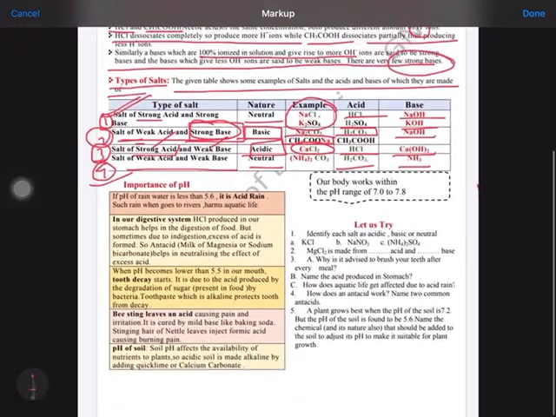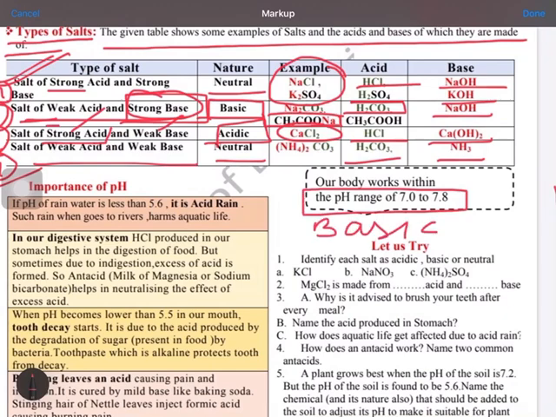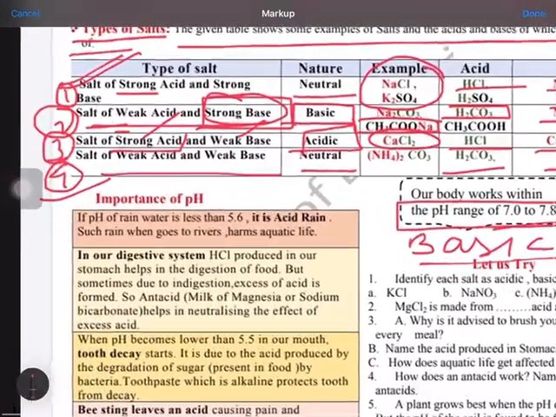Now the pH of our body. Our body works within the pH range of 7 to 7.8. That means generally our body is, you can say, overall basic in nature, because we are more comfortable in this range. So why is different pH important in our daily life?